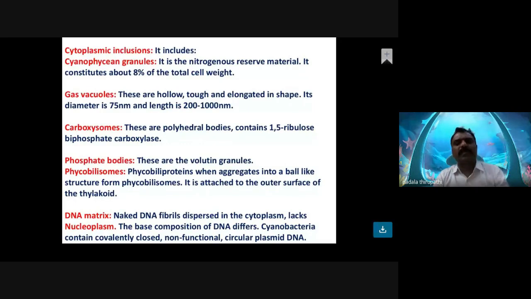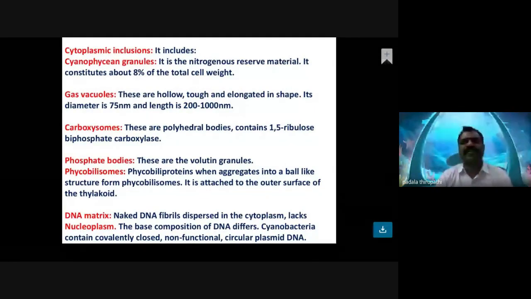And the phosphate bodies. So phosphate bodies are nothing but volutin granules, my dear friends. So volutin granules which are present possess phosphates. Okay. Then phycobilisomes, very, very important, my dear friends.